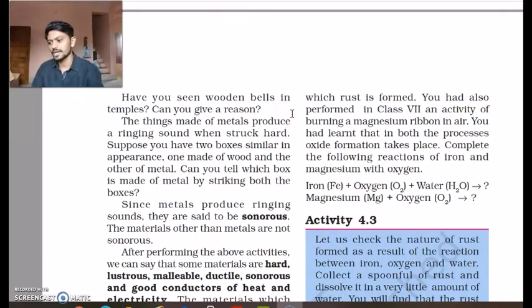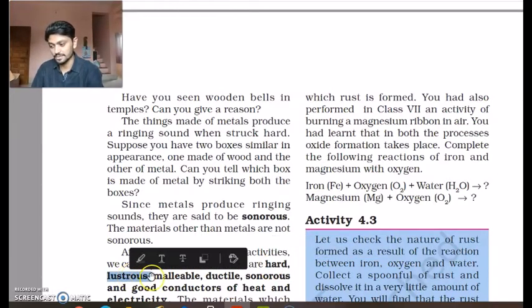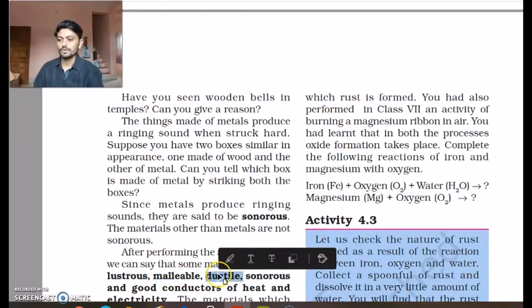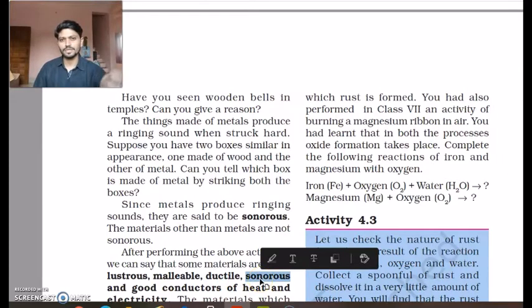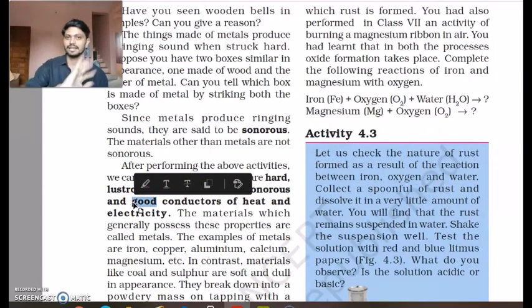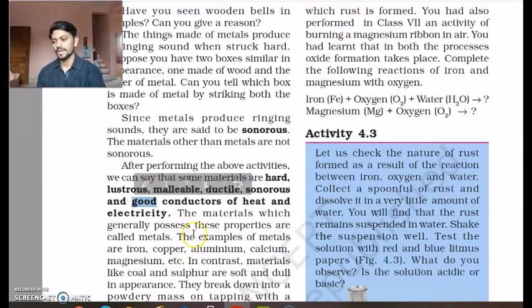So let's quickly see what are the physical properties of metals. We know that they are hard, we know they are lustrous, we know that they can be converted into thin sheets, so we say they are malleable. We know they can be drawn into thin wires, so we can say that they are ductile. We know that they produce a lot of sound, so we can say they are sonorous in nature. We also know that they are good conductors of heat and electricity. So these are some of the physical properties of metals.